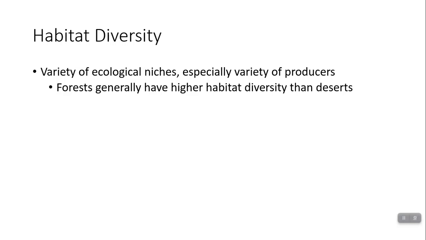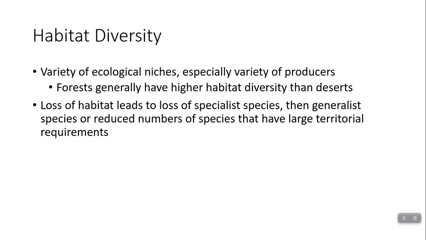Then it's also important to have diversity in habitats. Habitat diversity has to do with how many different ecological niches you have, and this is especially important when you think about the variety of producers. So an ecosystem that has more producers in it will tend to have more habitat diversity than another one. So for example, forests tend to have higher habitat diversity. They have multiple species of trees, bushes, maybe some smaller plants. They might have moss, they might have lichen. Then say deserts, since they have a reduced amount of water available, will probably have fewer producer species there.